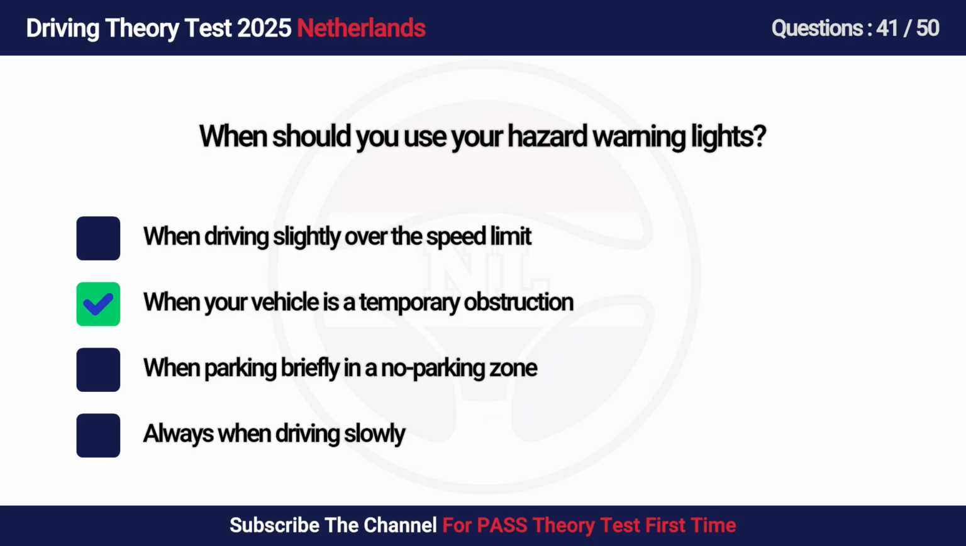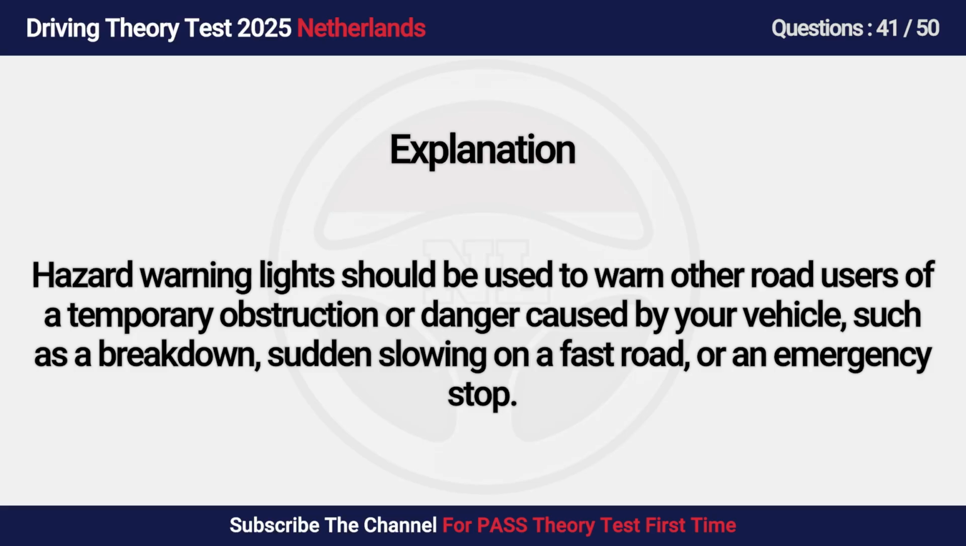Answer is B. When your vehicle is a temporary obstruction. Hazard warning lights should be used to warn other road users of a temporary obstruction or danger caused by your vehicle, such as a breakdown, sudden slowing on a fast road, or an emergency stop.